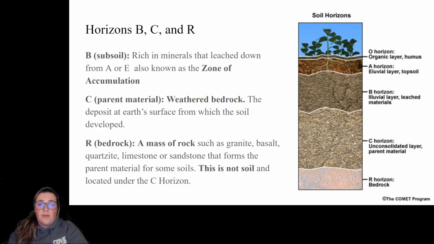This is a mass of rock, such as granite, basalt, quartzite, limestone, or sandstone, that forms the parent material for some soils. This is technically not soil, and it's located under the C horizon. So if you ever heard of anyone who was trying to dig on their property and they're like, man, we hit bedrock, that means it's over. Once you hit bedrock, it's impossible to really do anything with it after that. So it's not soil.